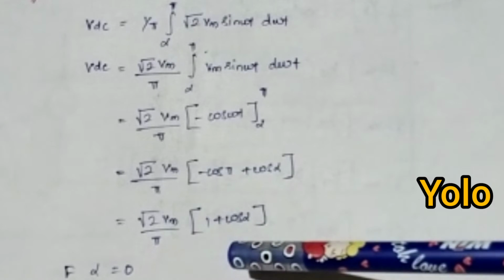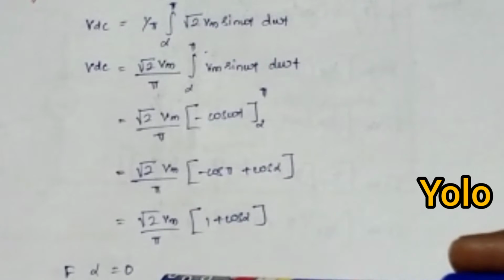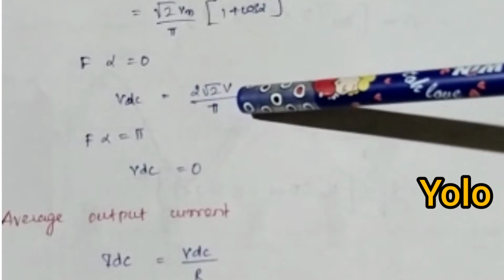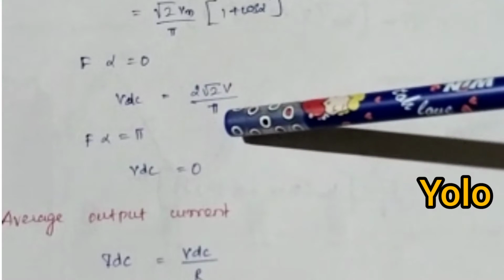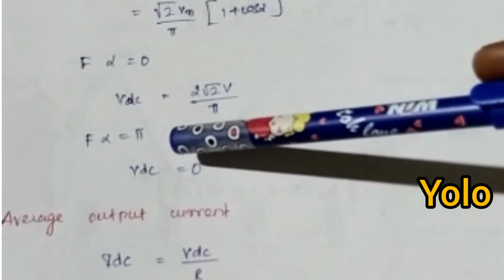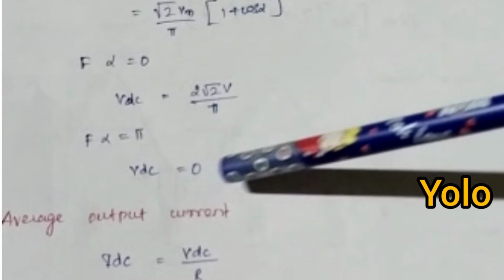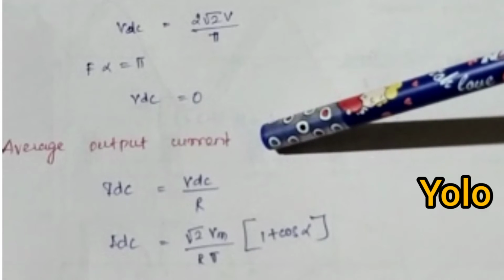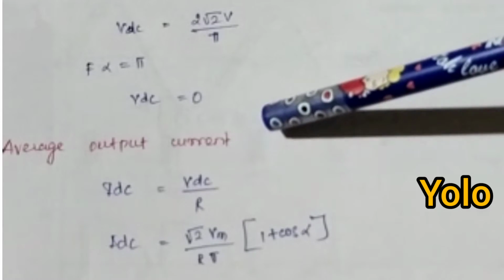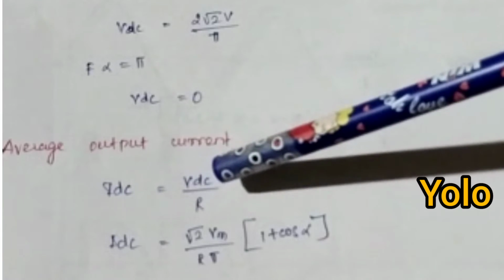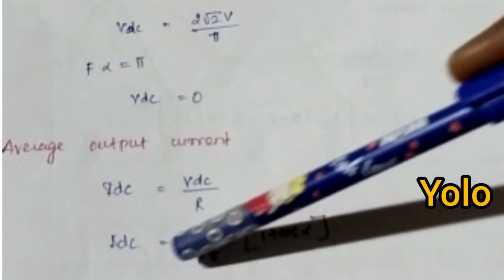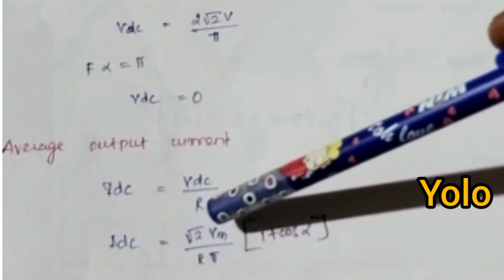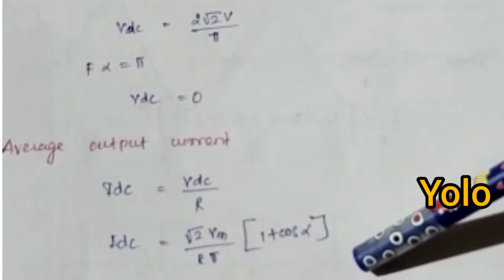So if we substitute alpha equal to 0, we get the output voltage VDC equal to 2 root 2 Vm divided by pi. If we substitute alpha equal to pi, we get the output voltage VDC equal to 0. Next, average output current. So average output current we calculate from average output voltage. So IDC equal to VDC divided by R. So we can substitute the VDC equation from this. So now IDC equal to root 2 Vm divided by pi R into (1 plus cos alpha).